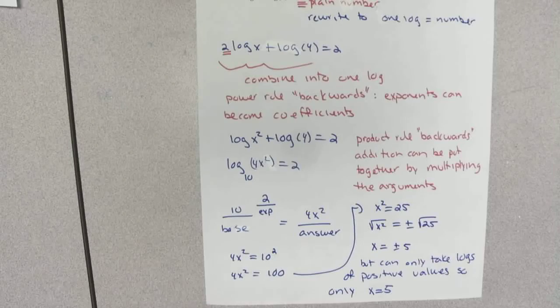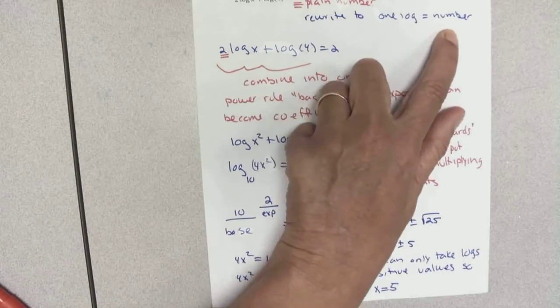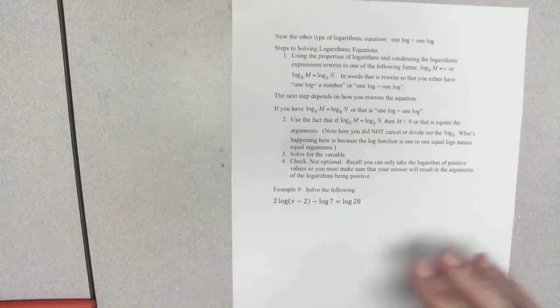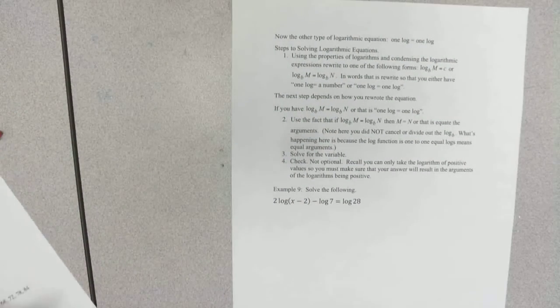So these last several examples were log equal a number. 1 log equal to a number. There is another type of logarithm problem. So going on to that other type of logarithm problem, we have this. 1 log equal 1 log.